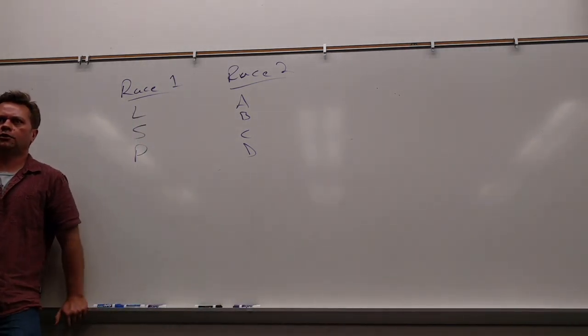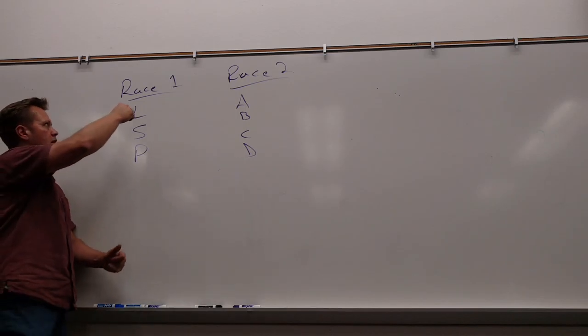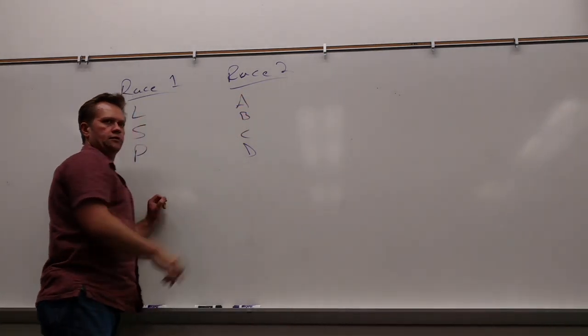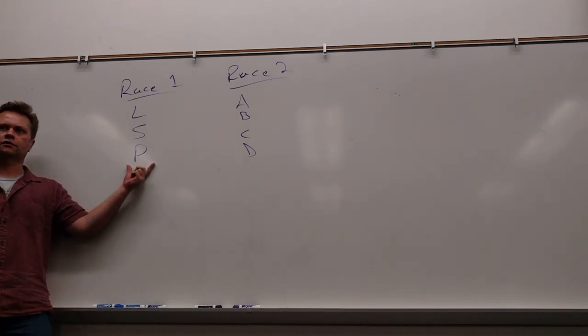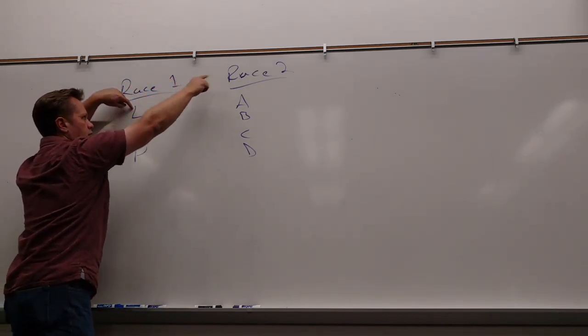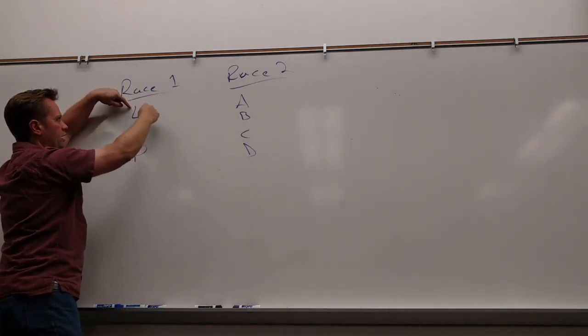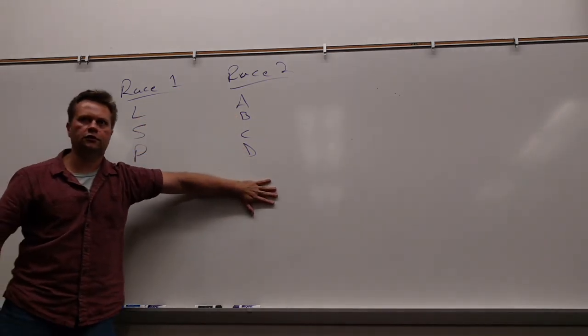If I'm going to pick one horse from each race, how many total combinations are there? How many total tickets could I make? So a ticket could be like I pick horse L and horse A. So LA would be a ticket that I could create. 12. Total. How many options do I have for the first race? Three. So for every one of these, there's four options afterwards. So 3 times 4 is 12.